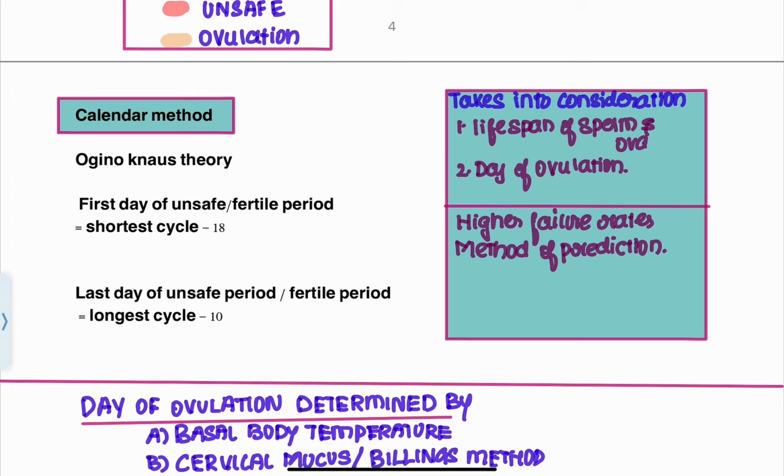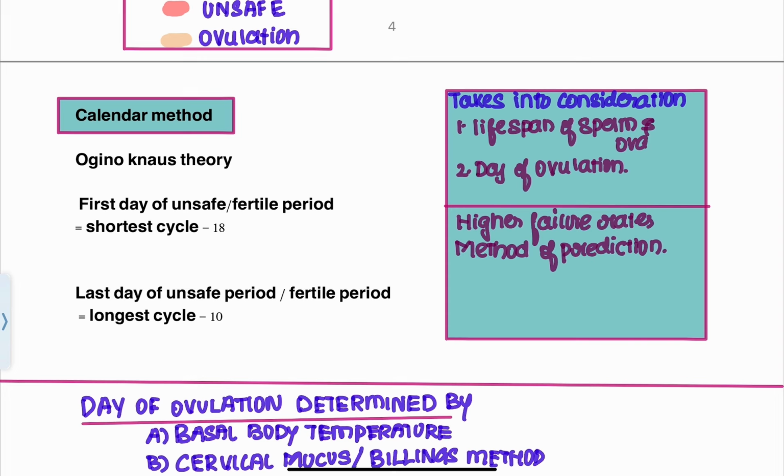Now, in order to understand when is the first day of the unsafe period and when is the last day of the unsafe period, in the calendar method we have a theory, and this theory is the Ogino-Knaus theory, right? This theory tells us that in order to detect the first day and the last day of the unsafe period, you need to take into consideration certain important things. And what are those? You need to take into consideration the day of ovulation in a female.